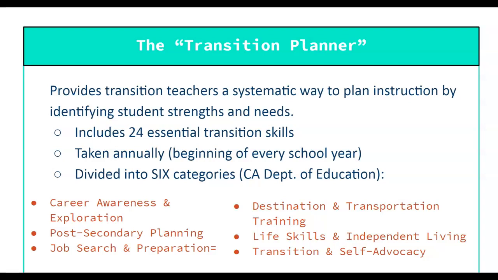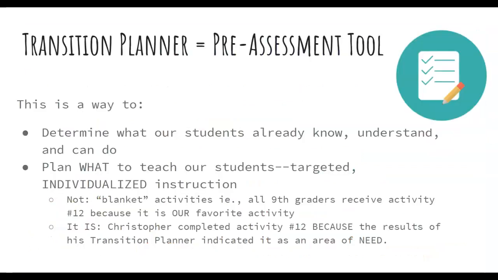The Transition Planner includes 24 essential transition skills. It's intended for this Transition Planner to be taken annually by the students, so at the beginning of every school year. And the Transition Planner is divided into 6 categories based on information and data reports from the California Department of Education. So in bullet points down here at the bottom, these are the 6 categories that you'll see on the Transition Planner. So we'll take a look at it here in a minute.